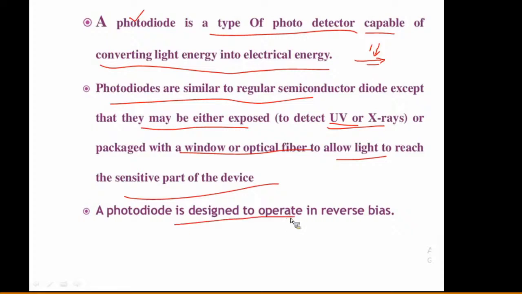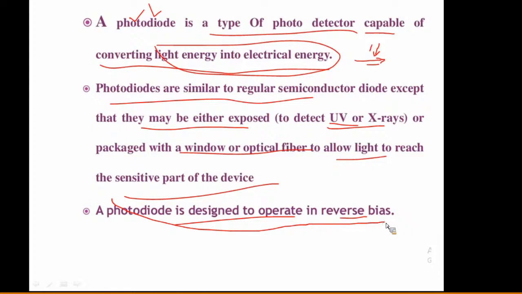Now a photodiode is designed to operate in reverse bias only. In this slide, 2 important points are there. One is that a photodiode is a type of photodetector; it can convert light energy into electrical energy. And the second thing, a photodiode is designed to operate in which bias? That is in reverse bias only. In the last class we have seen the Zener diode also operates in reverse bias. The tunnel diode operates in both forward and reverse; during the forward tunnel current, along with the tunnel current, diffusion current is going to occur. And this photodiode operates in reverse bias.